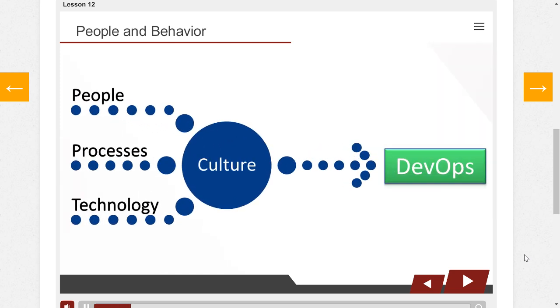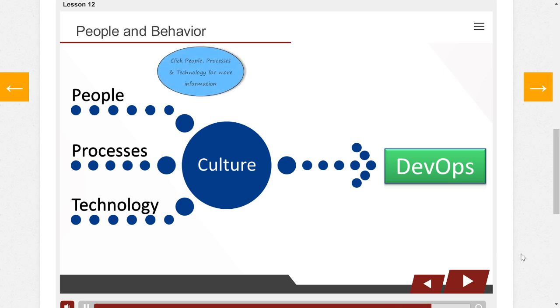This diagram shows a holistic approach to DevOps. We need to address people, process, and technology in that order. It can be tempting to buy a tool and think that will change how people work. The best tool in the world won't deliver value if people don't use it or don't use it as it should be used. Click on People, Process, and Technology to learn a little more about these areas.